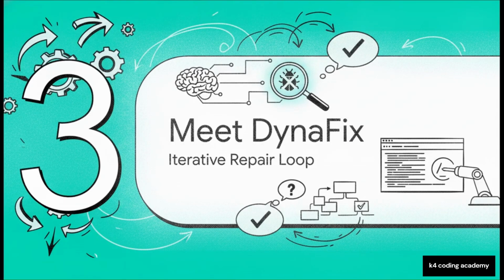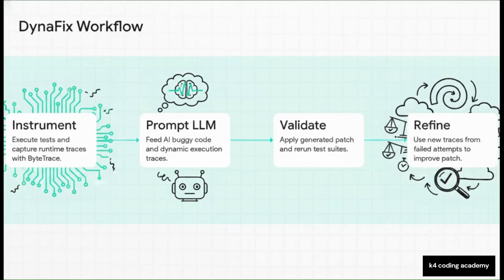Moving on to Section 3, the iterative repair loop known as DynaFix. Now that we have this amazing dynamic data, what do we actually do with it? Well, DynaFix is an AI framework that uses this data to form a human-like iterative repair loop. Let's walk through a typical debugging session. Step 1, we execute the failing tests and instrument the code with Byte Trace.